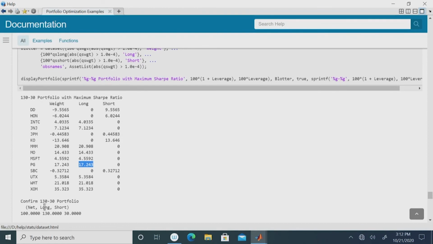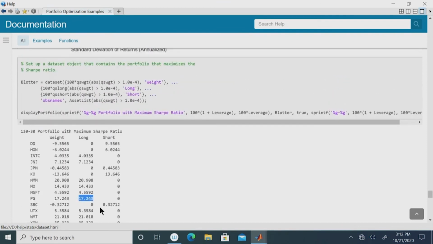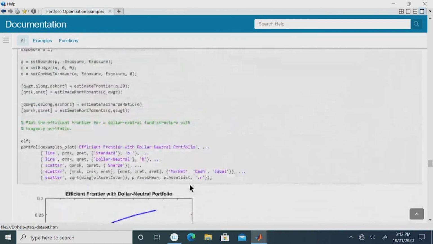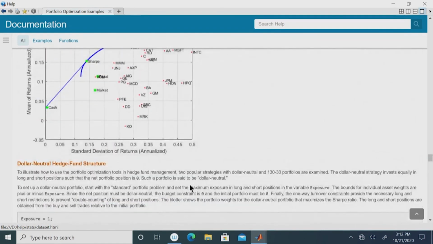And if you confirm these positions, it turns out that the long position is going to be 130, you just add this up, and the short position is 30, and consequently the net position is 100. So, this takes care of these several examples in the case of portfolio optimization problems.